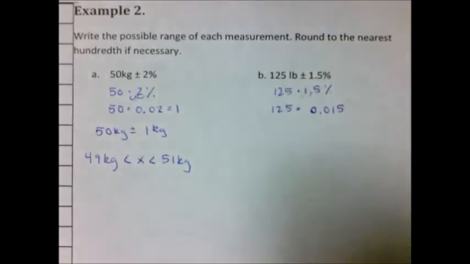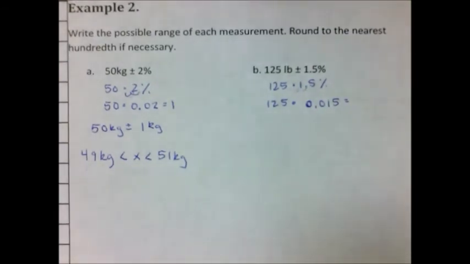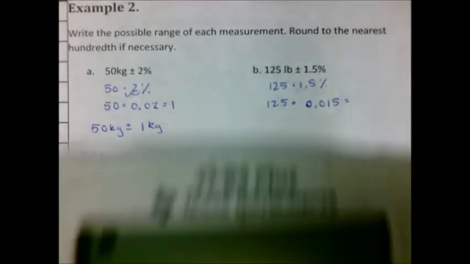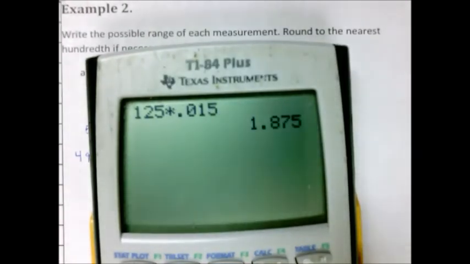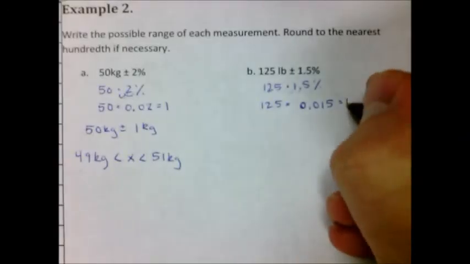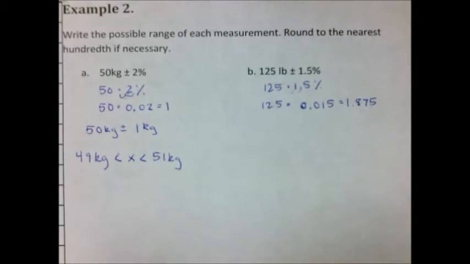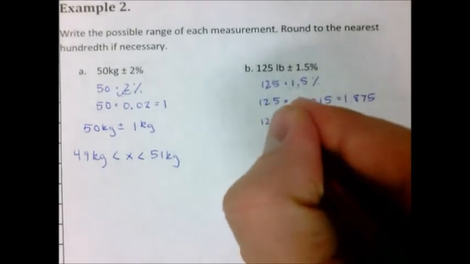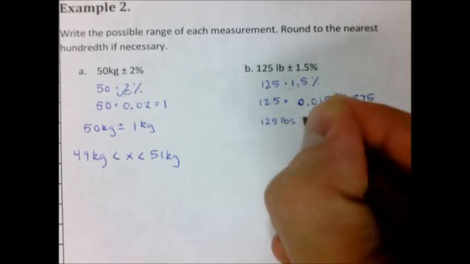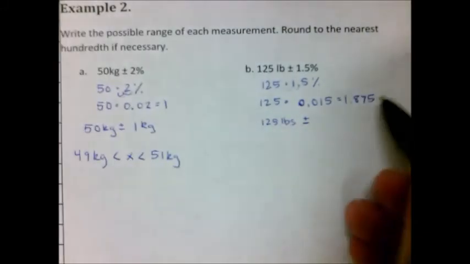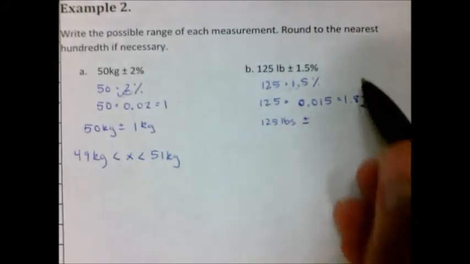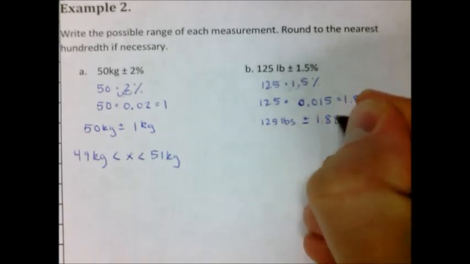0.015. I don't know what 1.5% of 125 is, so let's go ahead and use our friend here, the calculator. 125 times 0.015 is 1.875. So if I'm writing what our range is, we're going to take 125 pounds and add or subtract 1.875. But remember, we're supposed to round to the nearest hundredth. The hundredth is this point right here. The 5 rounds the 7 up to 8, so really this is 1.88 pounds.